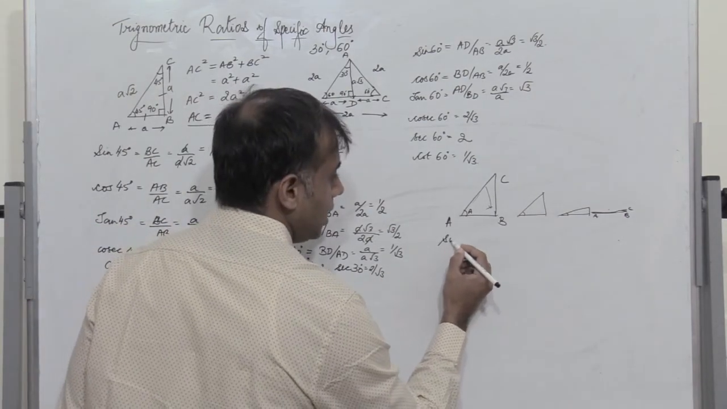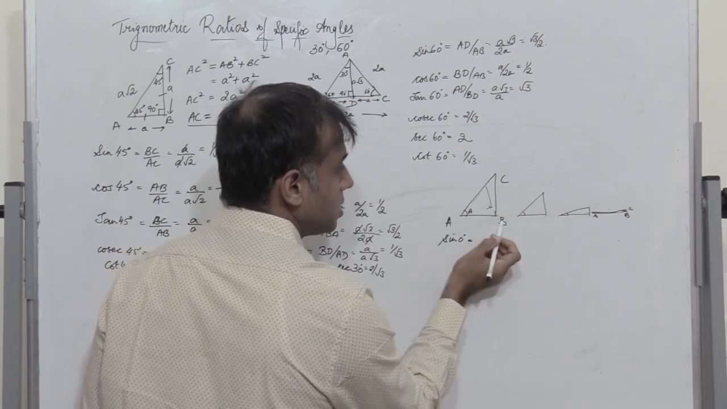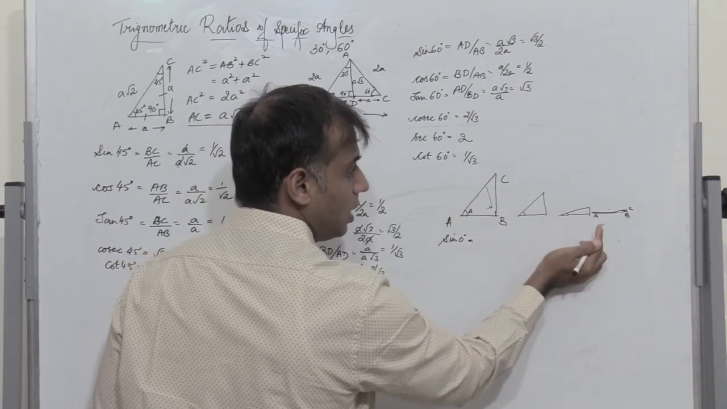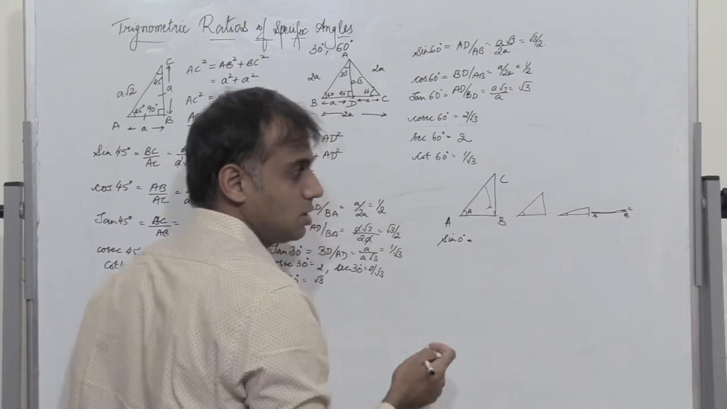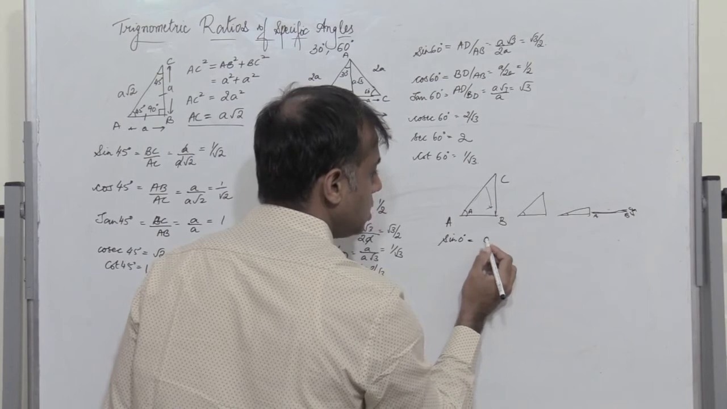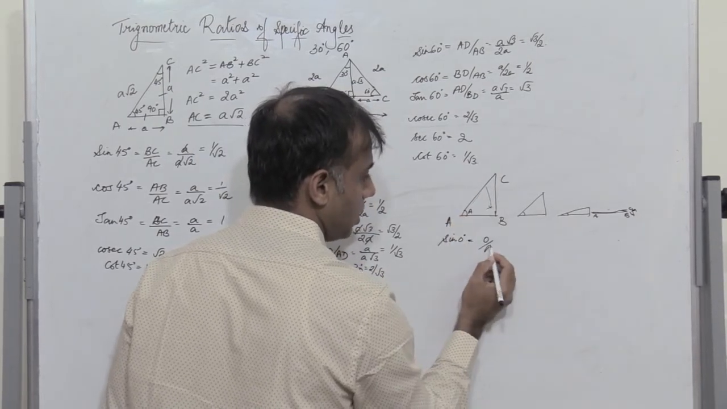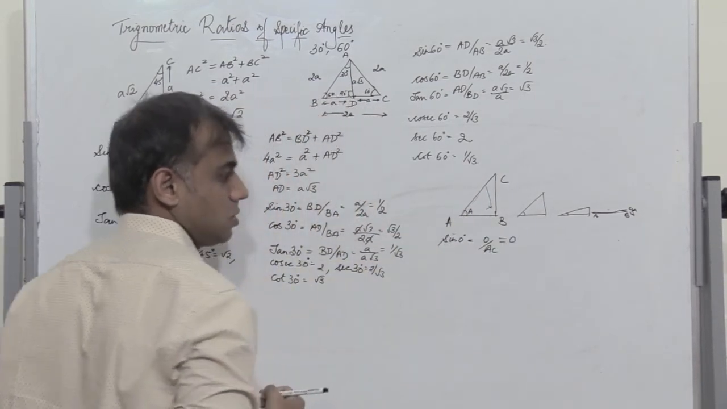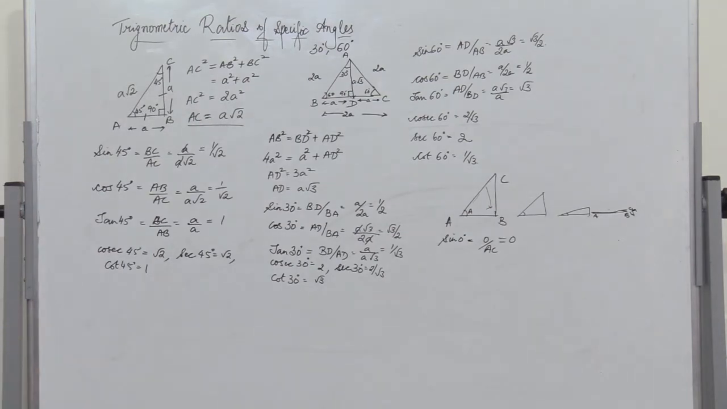So now sine 0 is the opposite side BC. When AB and AC become one and the same, what happens to BC? BC is almost 0, isn't it? So it is 0 by hypotenuse AC, which is 0. So sine 0 is 0 here.